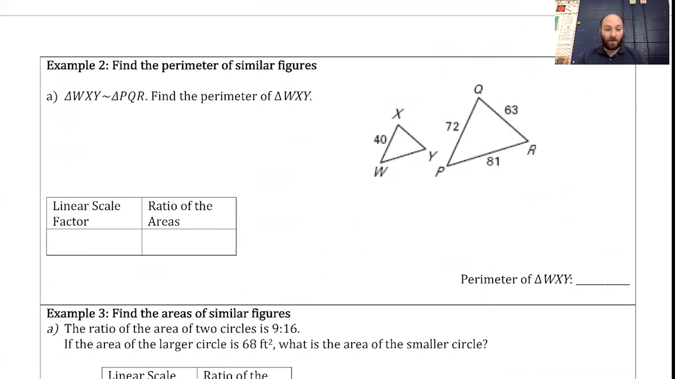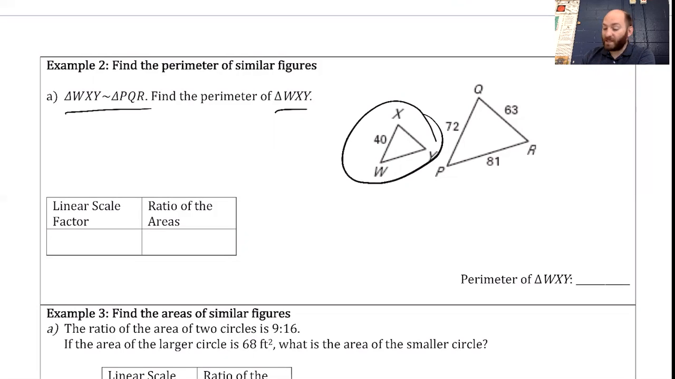And this is a good habit to be in: you want to set up your ratios, identify which one you need to use, and then use that to find your missing piece of information. So for example, here's the 2 triangles that are similar. Find the perimeter of WXY. Now, normally you find perimeter, you just add 3 sides up. I don't have that here though.